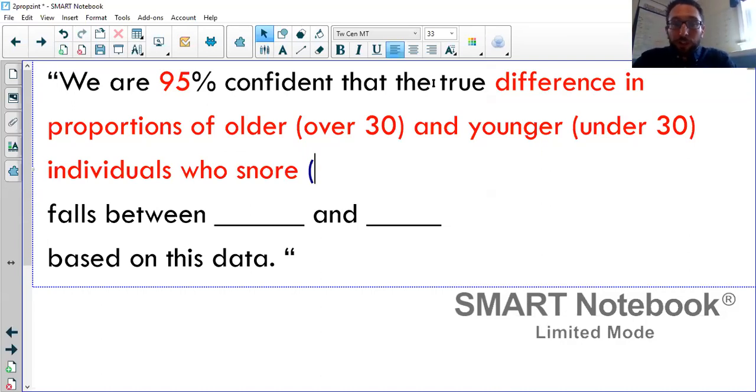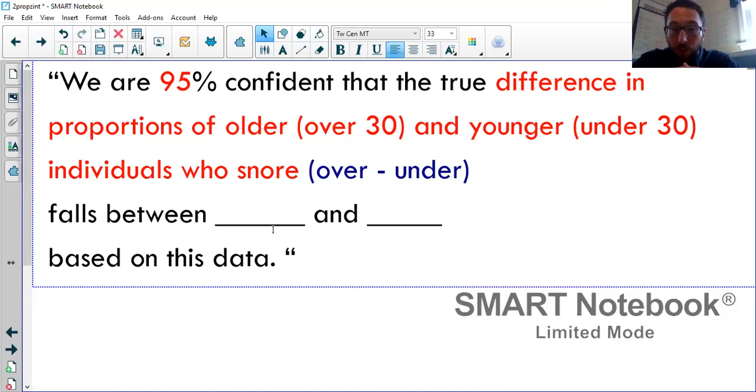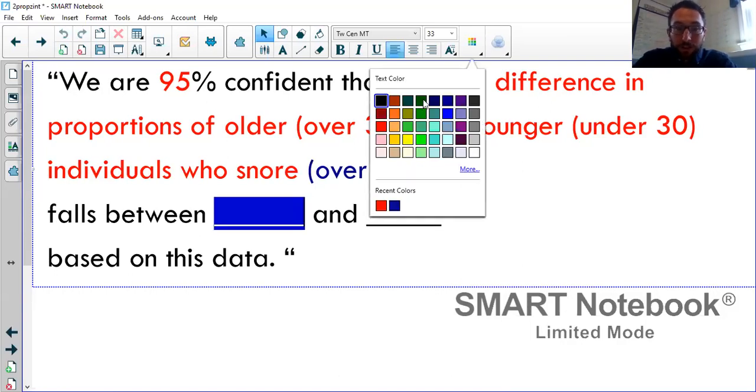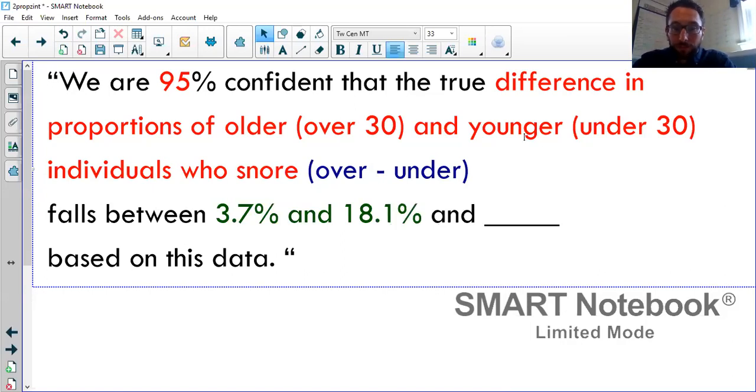So for us, we did over minus under 30. We need that order of subtraction because that's the only way we really understand what a positive or negative difference means. And so for us, we got between, I'm pretty sure, 0.037, or I'm going to write it as 3.7%, and 18.1% based on this data.